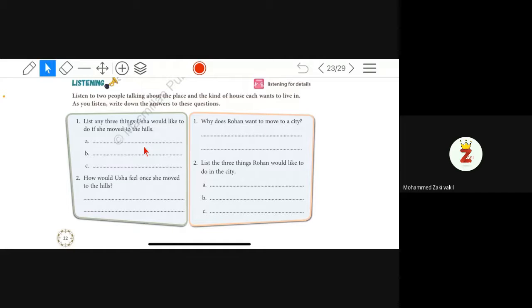Did you listen to it? Yes. Should I play it one more time? Then you will give the answers. Yes. You want me to play it one more time? Yes, yes. Okay, only once. Listen to it clearly, what Usha says and what Rohan says.